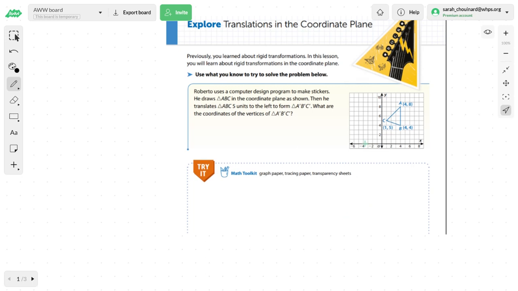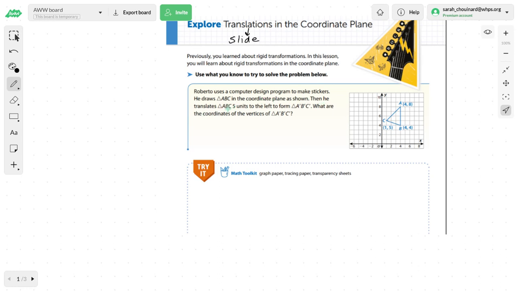Alrighty, so in this video, we are going to be working on translations in the coordinate plane. So don't forget, a translation is when we slide a shape, either left, right, up, or down. So Roberto is going to be using a computer design program to make stickers. He draws triangle ABC in the coordinate plane.